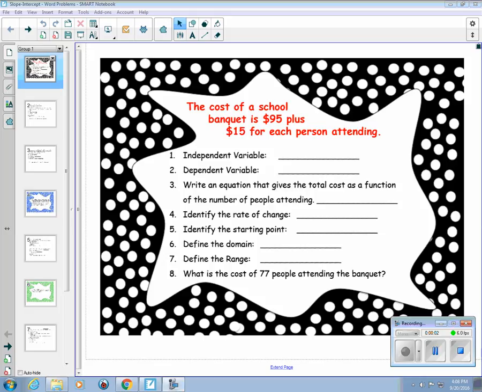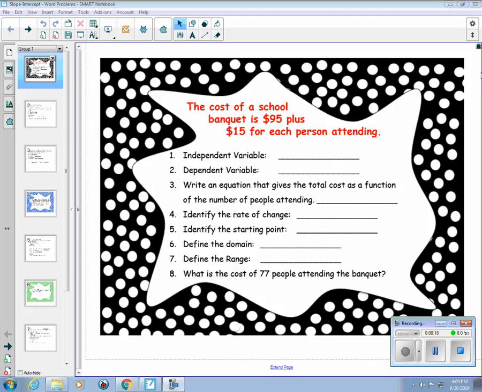All right, let's do the first one. You have the scenarios right in front of you. Please don't write on them so that I can use them for my other class. The cost of a school banquet is $95 plus $15 for each person attending, okay?